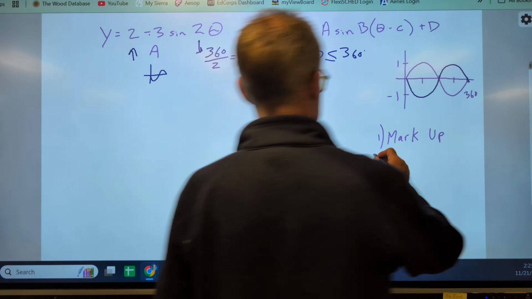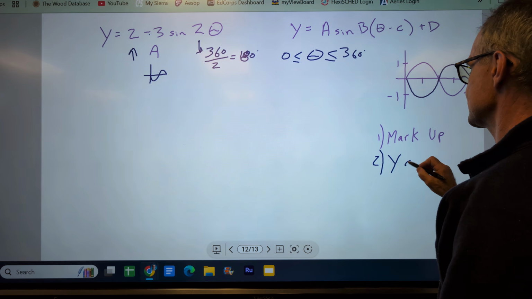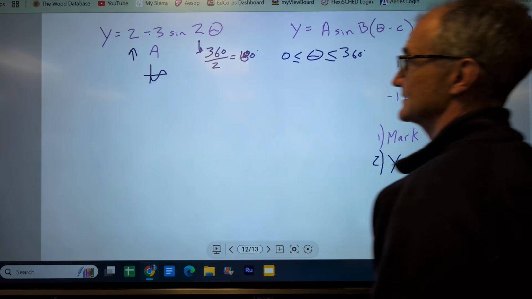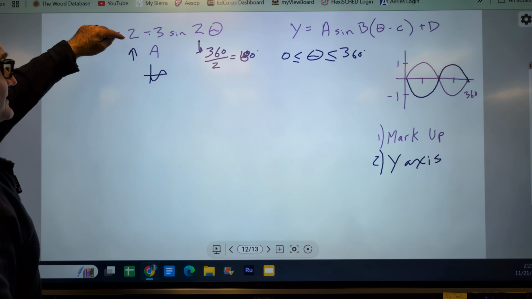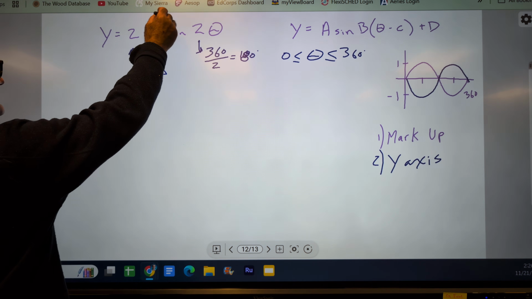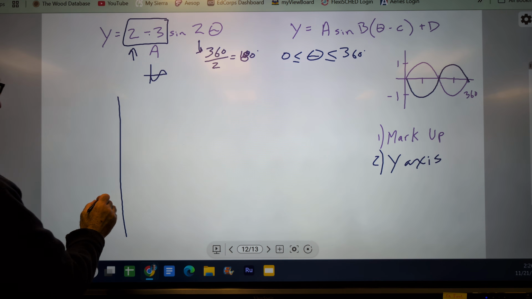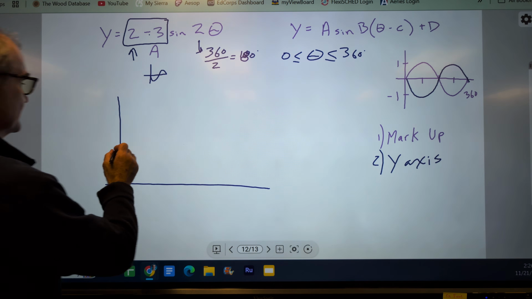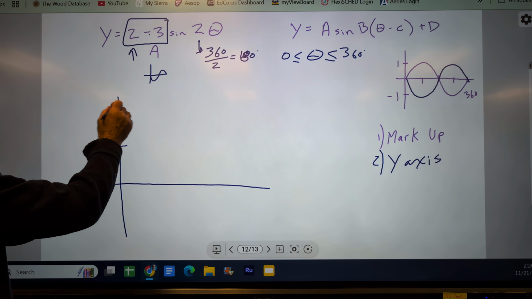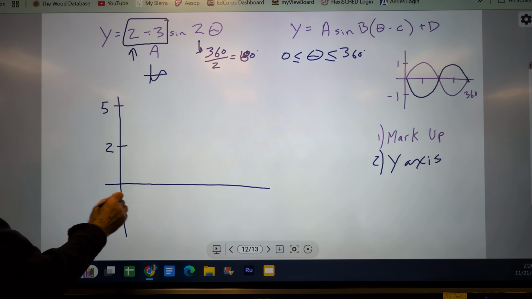Okay, step 2, label your y-axis. So the things affecting the y-axis are going to be this value and this value. So these 2 things right here affect my y-axis. From 2, I go up 3 to 5, and I go down 3 to -1.